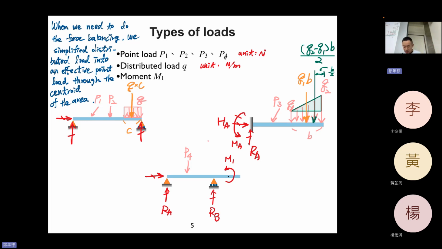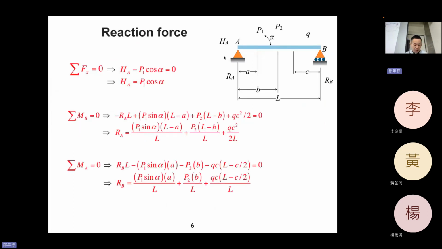Let's continue our lecture. So types of loads. We have done the introduction for 3 types of loads. Now let's talk about reaction force. Okay, reaction force. I guess all of you understand that, so I will just do it really quickly. Here you see the triangle, which means that it is a hinge support.